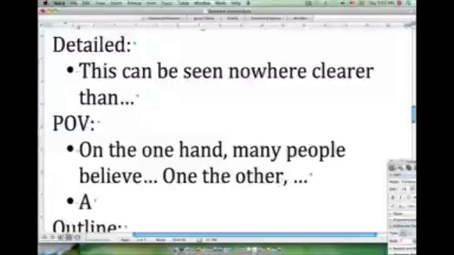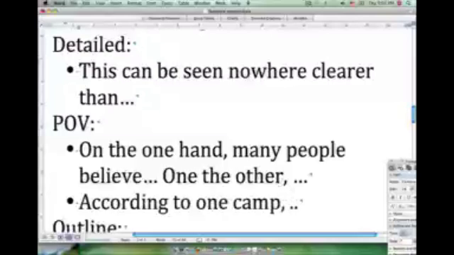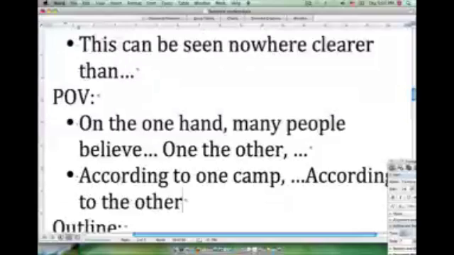We could also use something like, according to one camp, and then talk about what that point of view is. And of course we finish that with, according to the other, and then whatever it is.